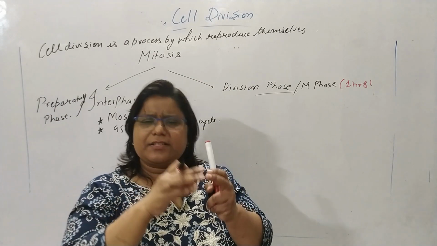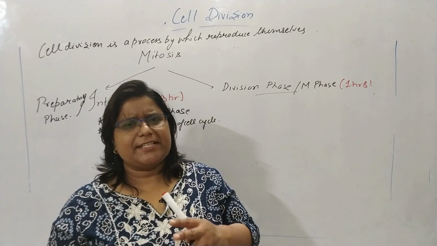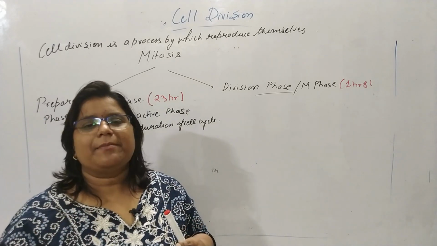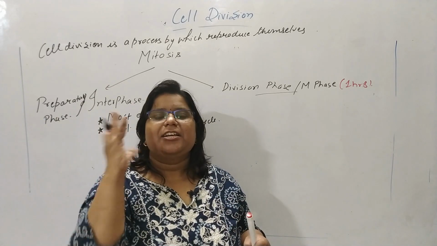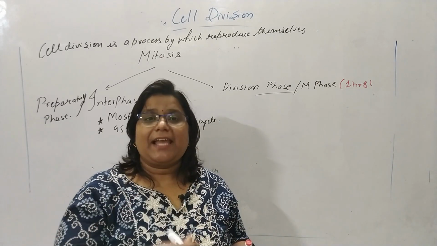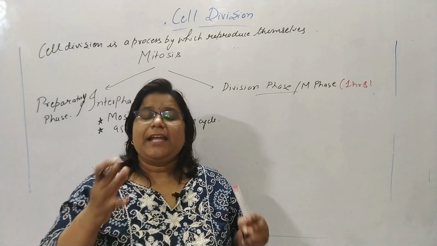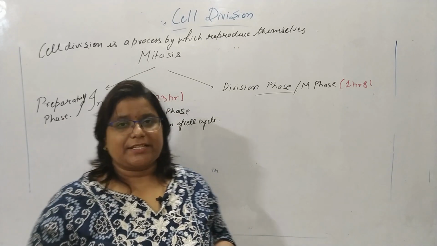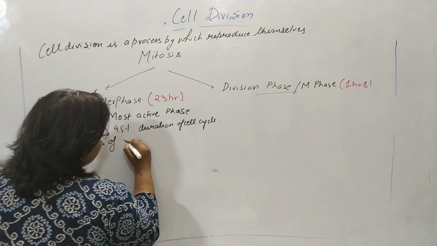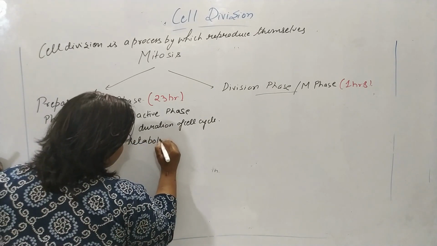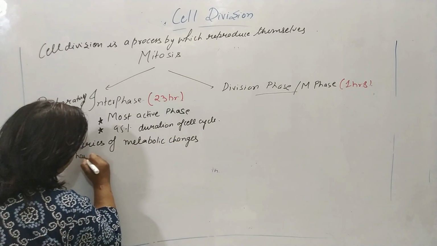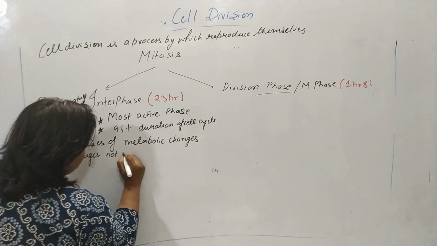Here a series of metabolic changes will occur in this phase, but these changes are not visible under the microscope. So old scientists thought that it was a resting phase, but the reality is just the opposite: it is the most active stage. A series of metabolic changes take place, and the changes are not visible under the microscope.